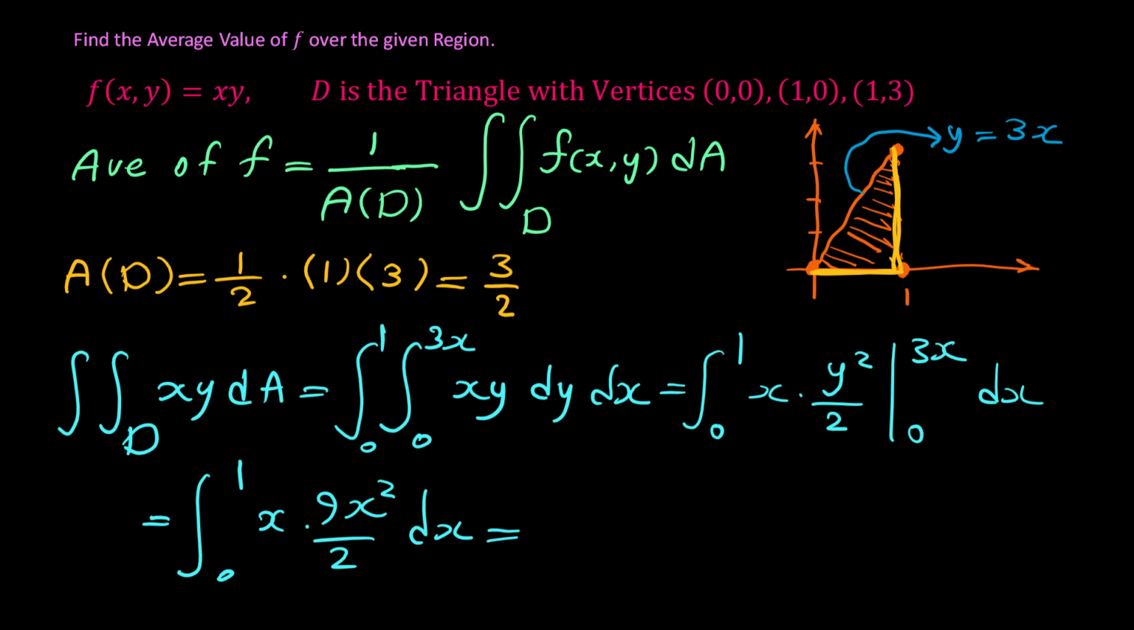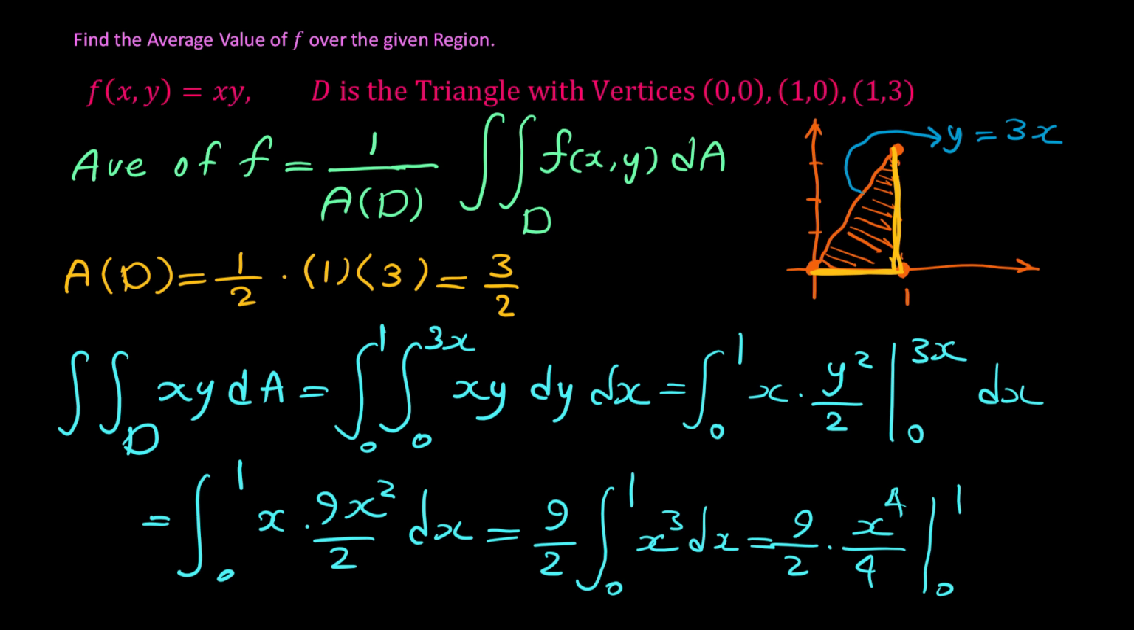For finding this integral, 9 over 2 is a constant, so we move the constant to the outside, and then we have integral from 0 to 1. X times x to the 2 is x to the 3 dx. Integral of x to the 3 is based on the power rule x to the 4 over 4 from 0 to 1. If we plug in 1, we have 1/4 times 9 over 2, which is 9 over 8. If we plug in 0, it's 0. So 9 over 8 is the value of this double integral.